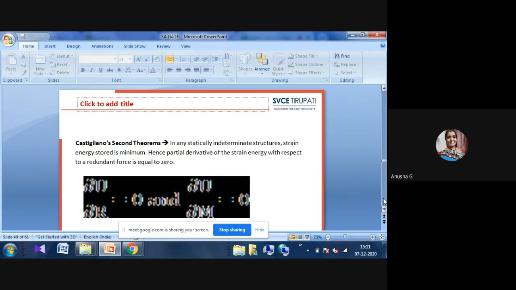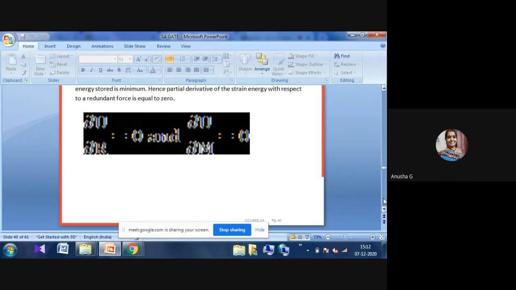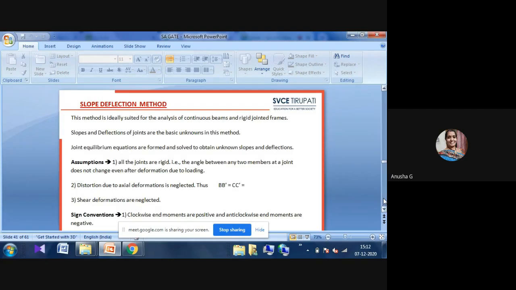If you consider Castigliano's theorem, we already know that it states that the partial derivative of strain energy with respect to the redundant forces must be equal to 0. Strain energy dou U by dou M, or dou U by dou R where R is the redundant force, must be equal to 0. That is the second theorem.